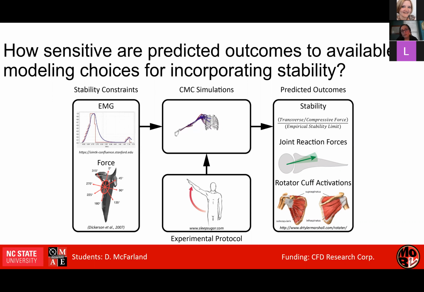The other alternative is to mechanically constrain the direction of the joint reaction force to fall within empirical limits for what they ought to be in any given direction of the joint. And so we incorporate these constraints and systematically look at how they influence not only stability, which is what they're trying to incorporate, but also the joint reaction force magnitude, and activations of muscles that are not part of the stability constraint. So rotator cuff activations would not be measured because those muscles are so deep. So we can use that to understand whether our simulation outcomes are sensitive to that.